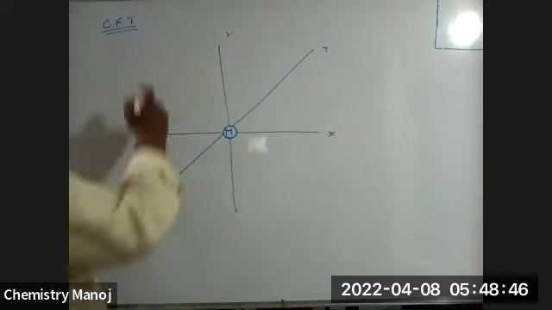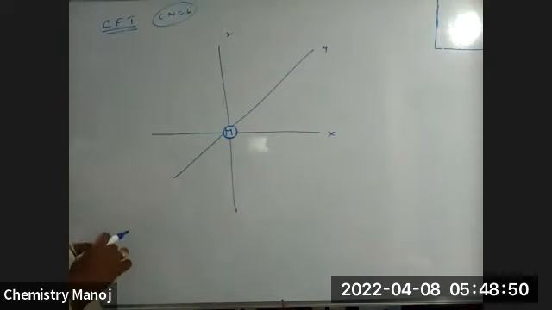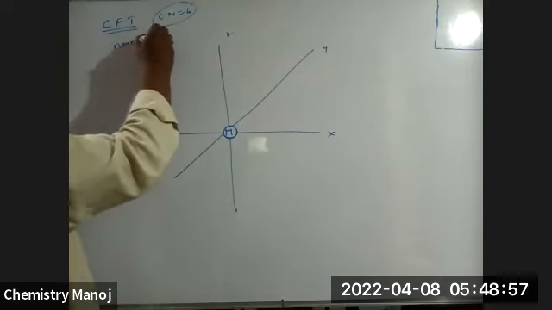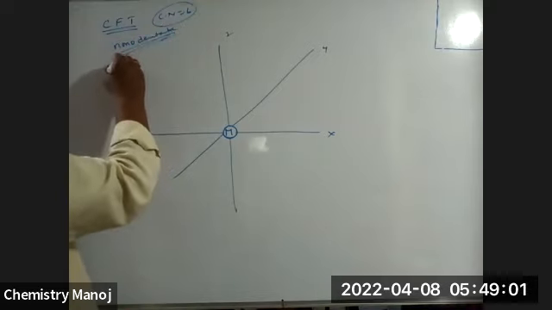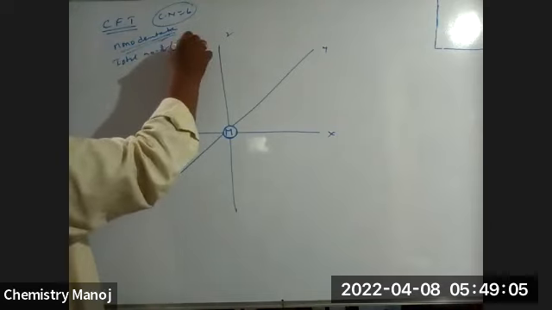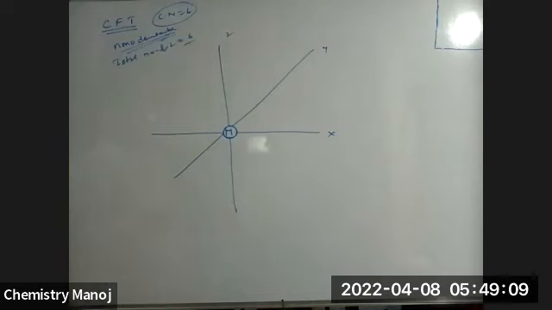Now let us take coordination number 6. Next, my dear. Coordination number 6 means I am taking all monodentate ligands. Now the total number of ligands is equal to 6. Am I correct? Because monodentate, coordination number 6, so the total number of ligands is 6.